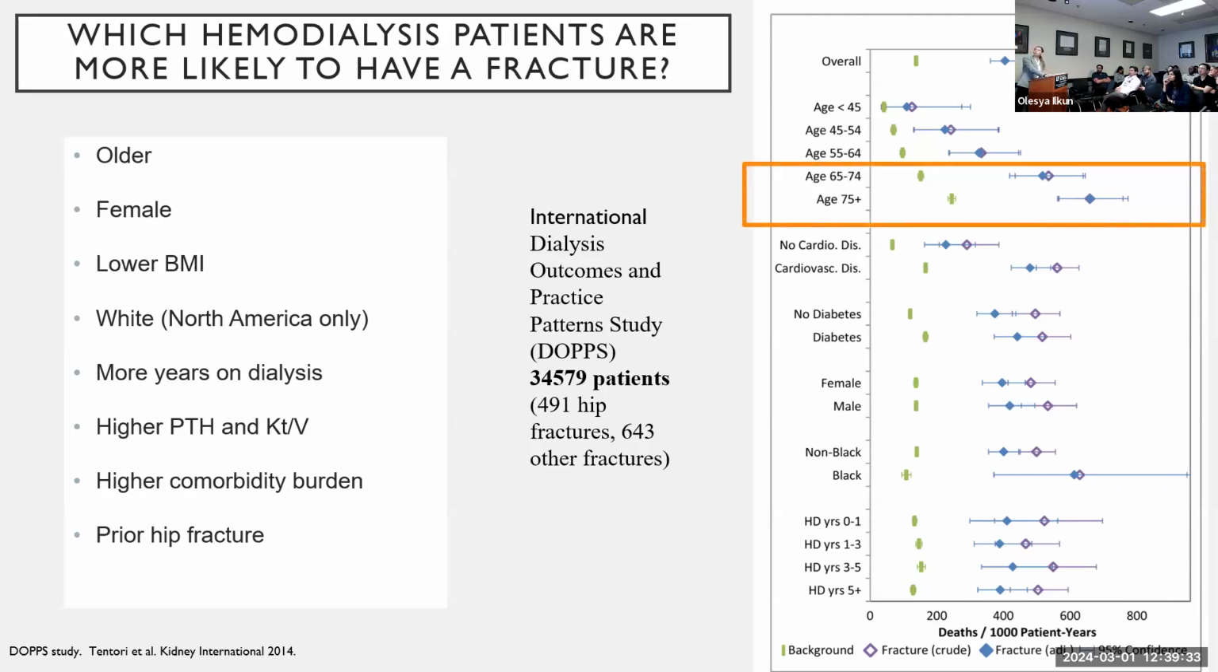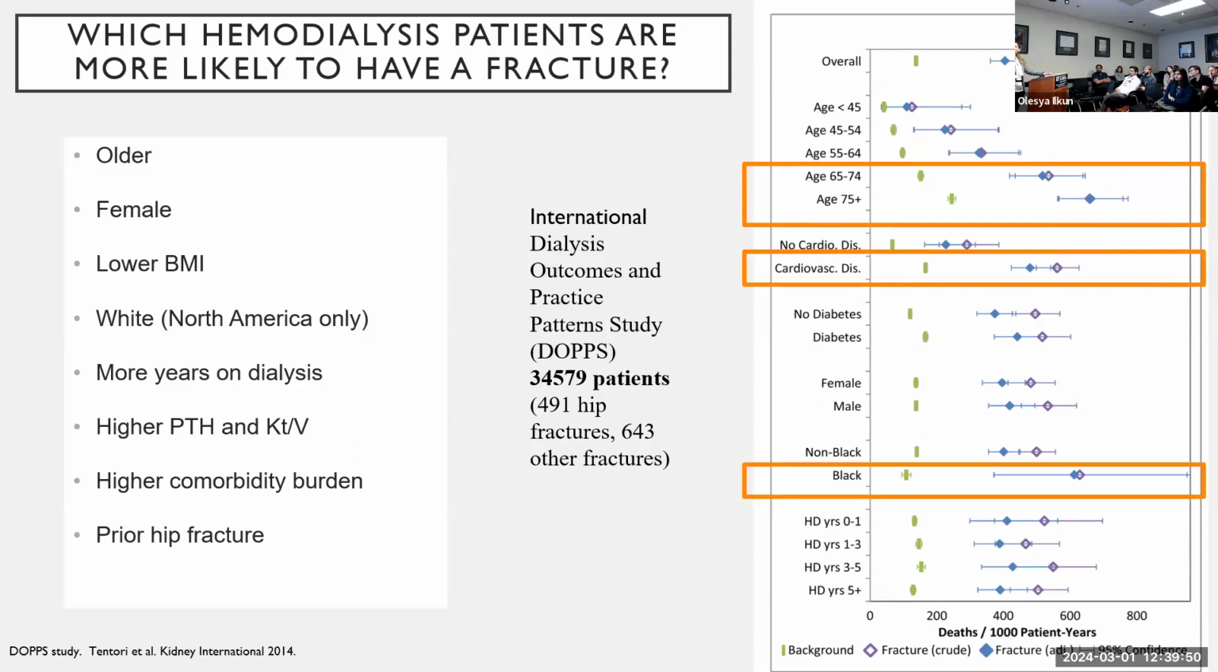So who are these patients? Of course, the older they get, the more likely they are to pass away after having a fracture. And those who have cardiovascular disease are more likely to pass away compared to their peers who didn't get the fracture at the same age with the same disease. And African American patients. Not the white ones who are more likely to get fractured, but African Americans.